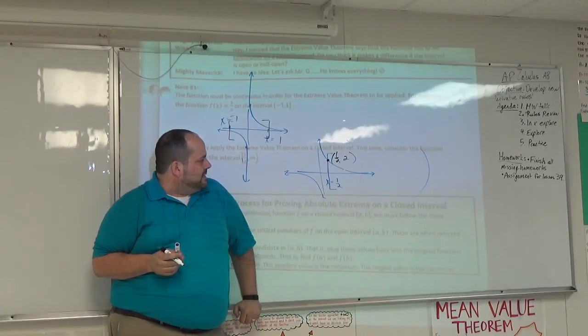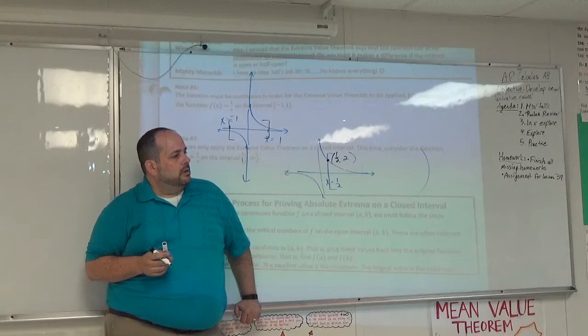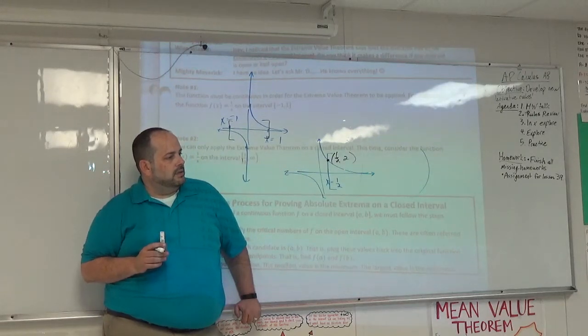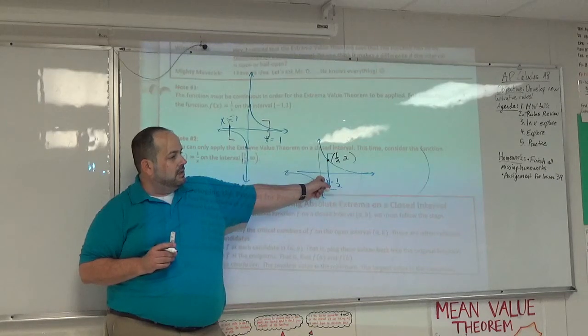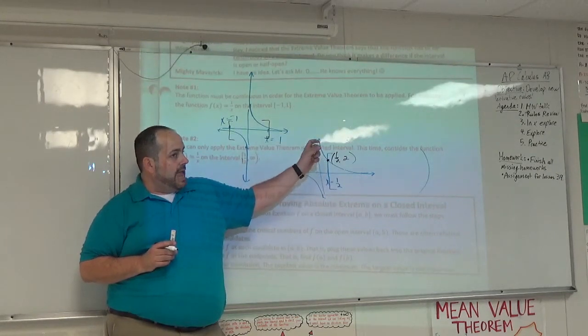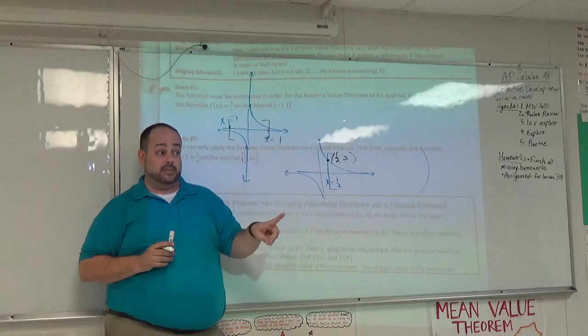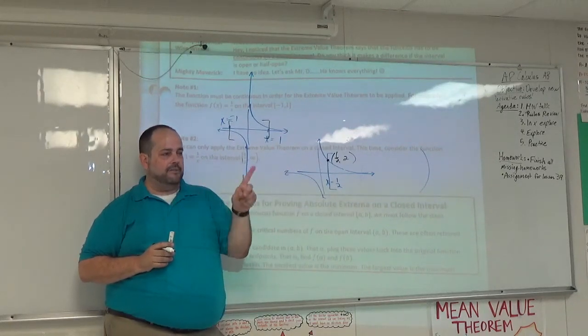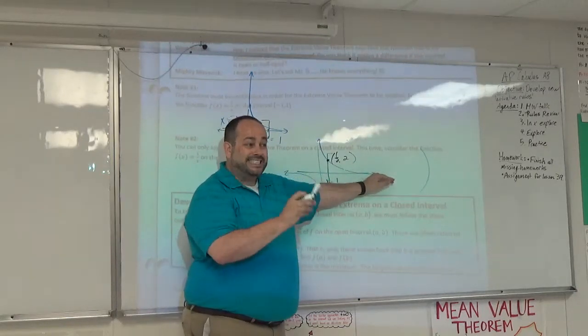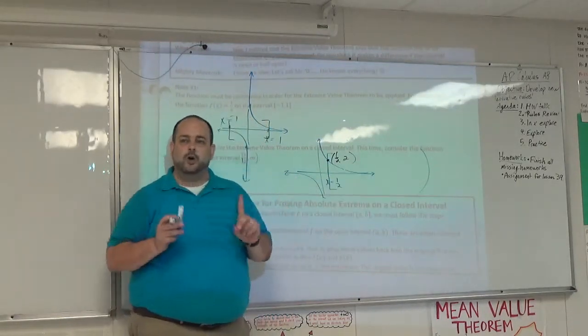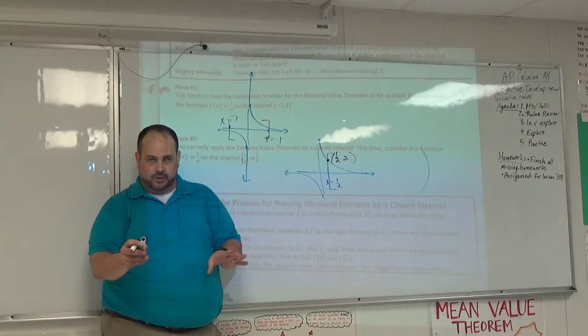And Aaron, what do you think about the absolute minimum here? Is there an absolute minimum for this graph? Think about the graph of 1 over x. What does it do? It approaches 0. Does it get to 0? There is no point on the graph where the y value is equal to 0.